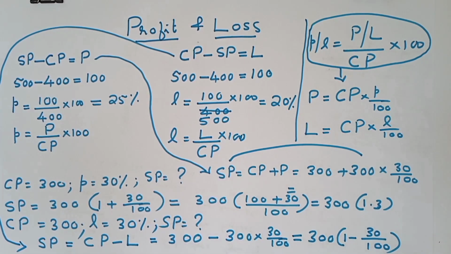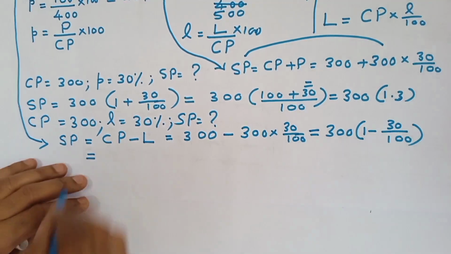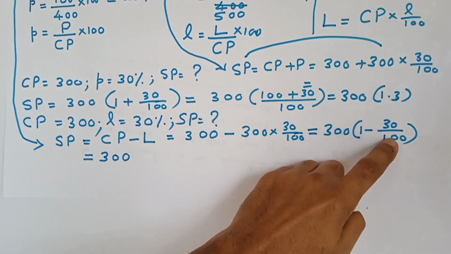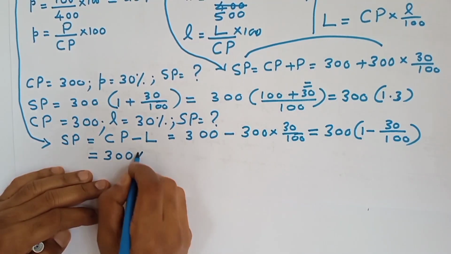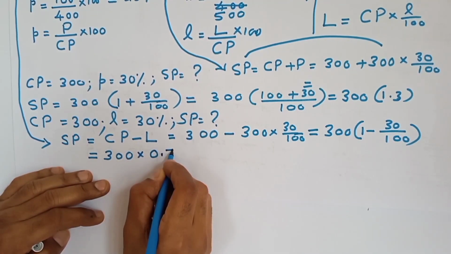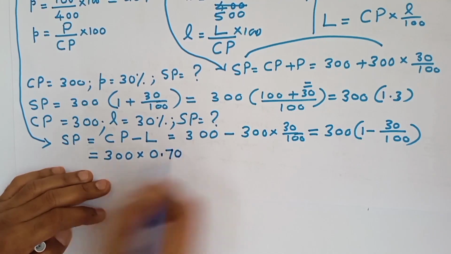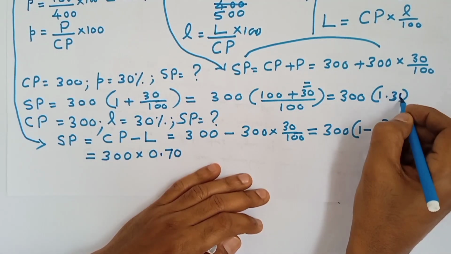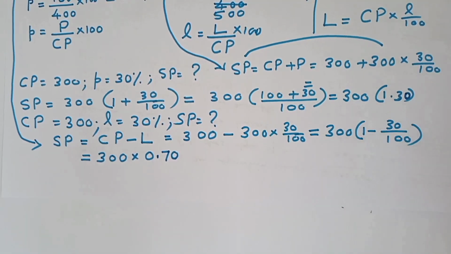Clear? Yeah. On simplification, you will have 100 minus 30 by 100, which would be 0.70. Here, if you want, you can write .7. See, that 0 doesn't make any difference. Okay. What do you see now?